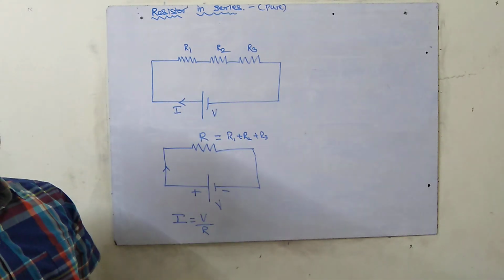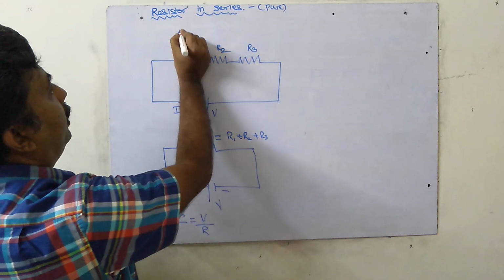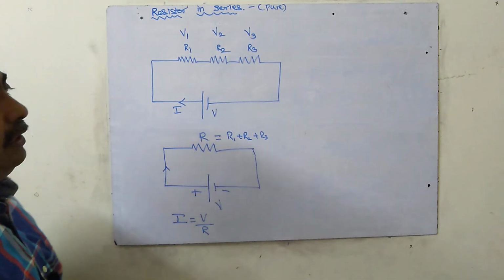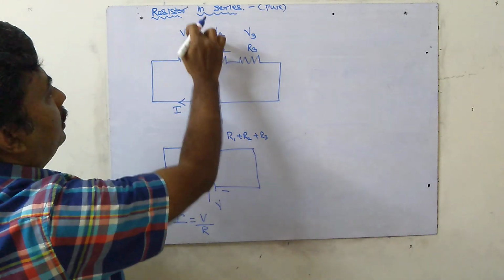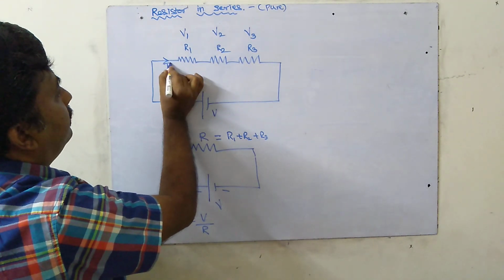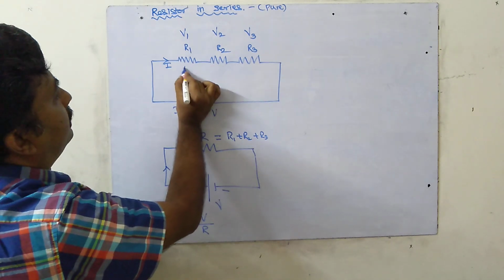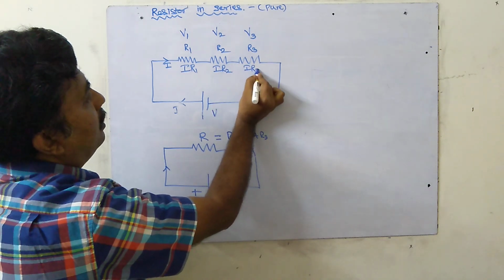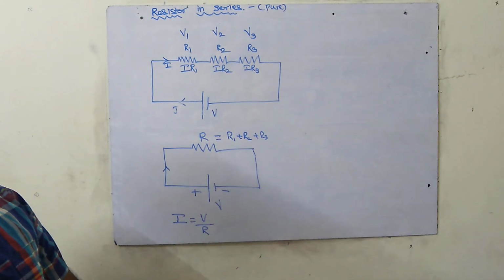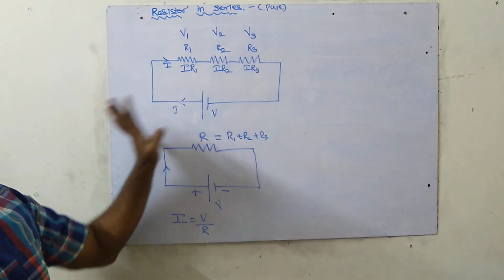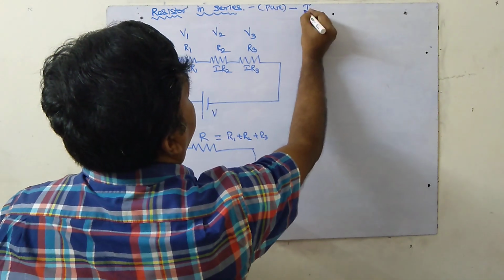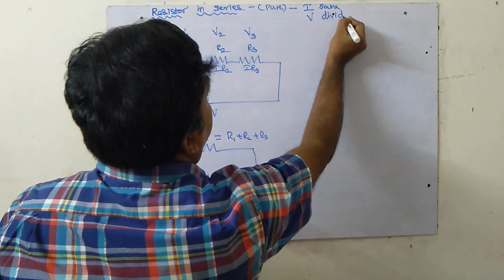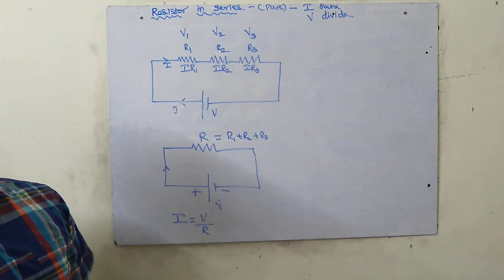How many voltages will be there? Yes, voltage will be divided. So here the voltage will be V1, here V2, here V3. What is the value of V1? V1 equals this current, I, into R1. This voltage equals I into R1, this equals I into R2, this equals I into R3. So voltage will divide, current will be the same. In a pure series resistor circuit, I is the same, V divides.